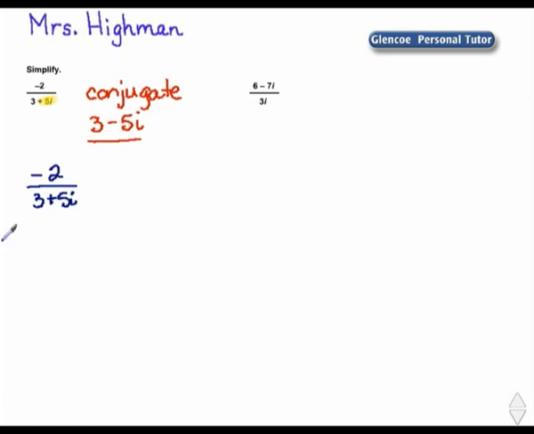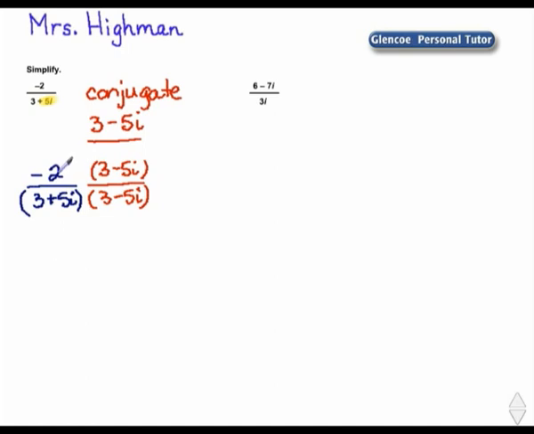And then we're going to multiply by 3 minus 5i in the numerator and 3 minus 5i in the denominator. Put parentheses here. Okay, so we just need to do some multiplication now and simplify.